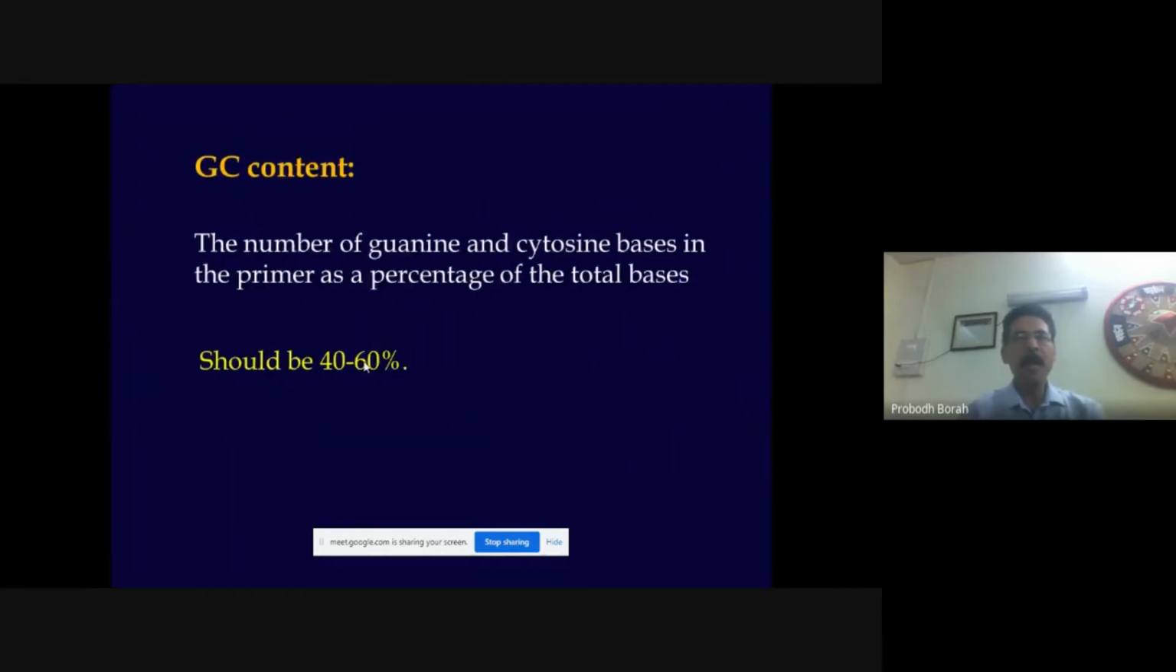You may ask me why this is important. Why should GC content be a little bit higher, meaning 40 to 60% at least? Because, as I already said, between G and C there are 3 hydrogen bonds, and therefore it will ensure stability of the duplex. After the primer gets annealed to the target, the stability of the duplex will be ascertained by the GC content.